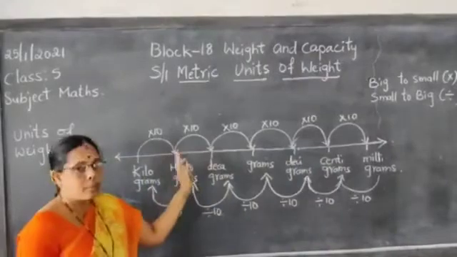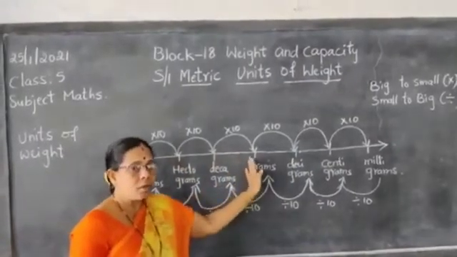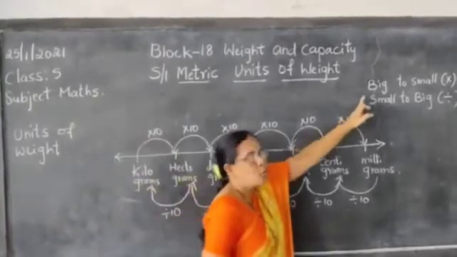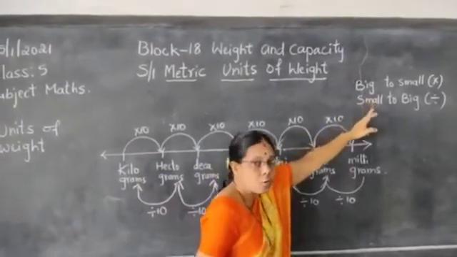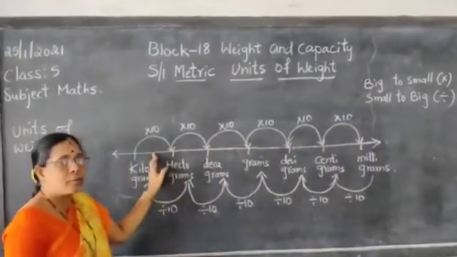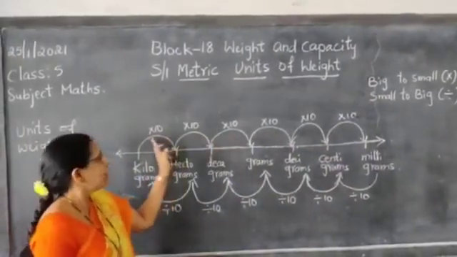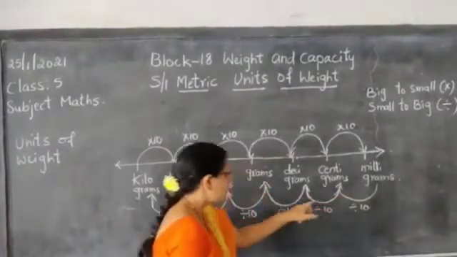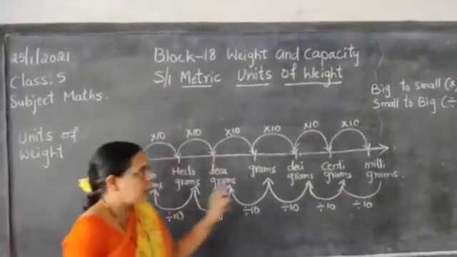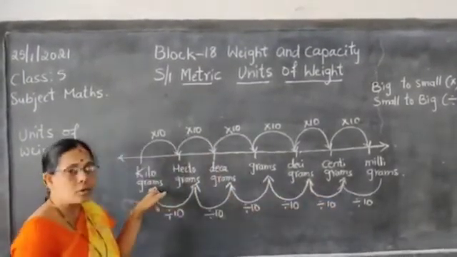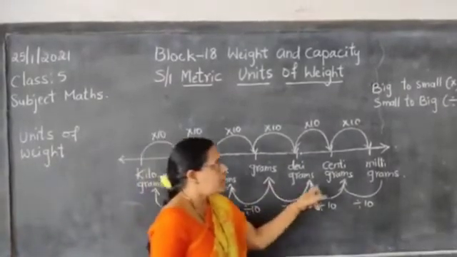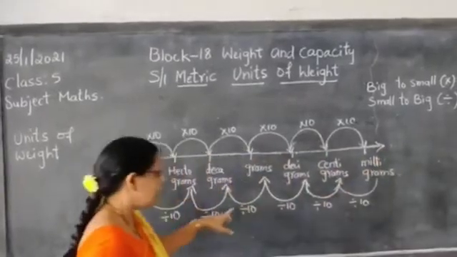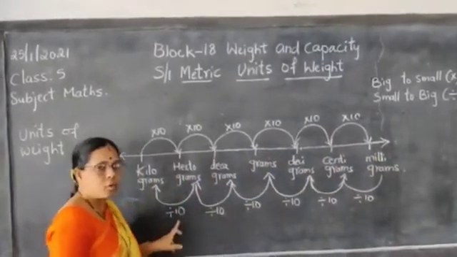Okay, when you are converting bigger unit to smaller unit, what you have to do children? You have to multiply. How much you have to multiply? Every step you have to multiply by 10, 10, 10, 10. Okay? When you are converting smaller unit to bigger unit, that is milligrams to kilograms, you have to divide. Every step, 10, 10, 10, 10, you have to divide.